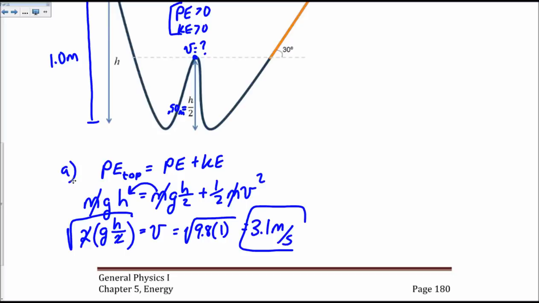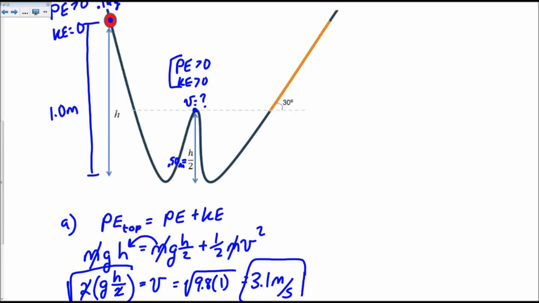All right, so that's my answer for that part. Now, the second part, part B, I wanted to know what is the height that it attains over on this side. Now, the quick answer to this, if there's no friction, is that the height is 1 meter. All right, let me show you how that works out.